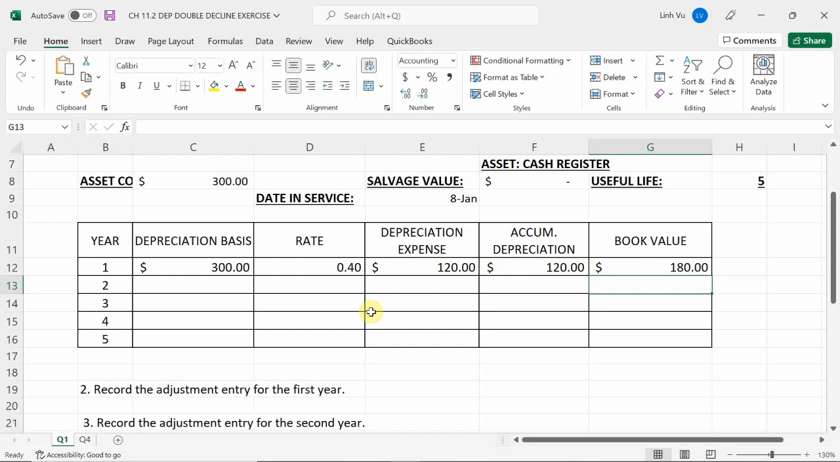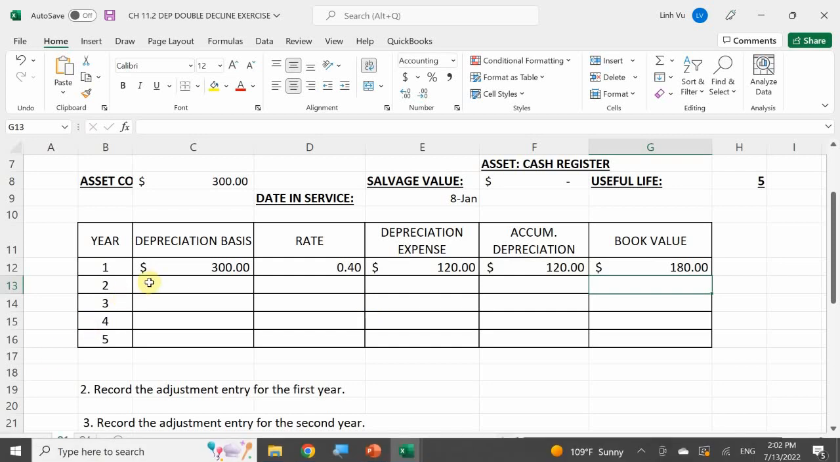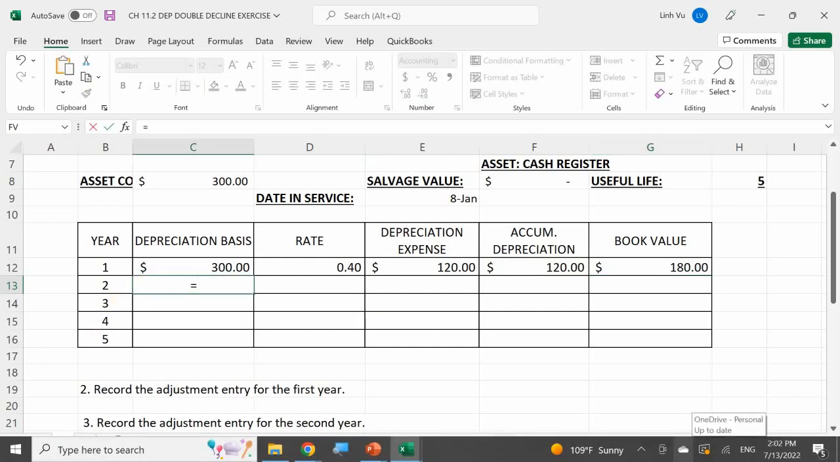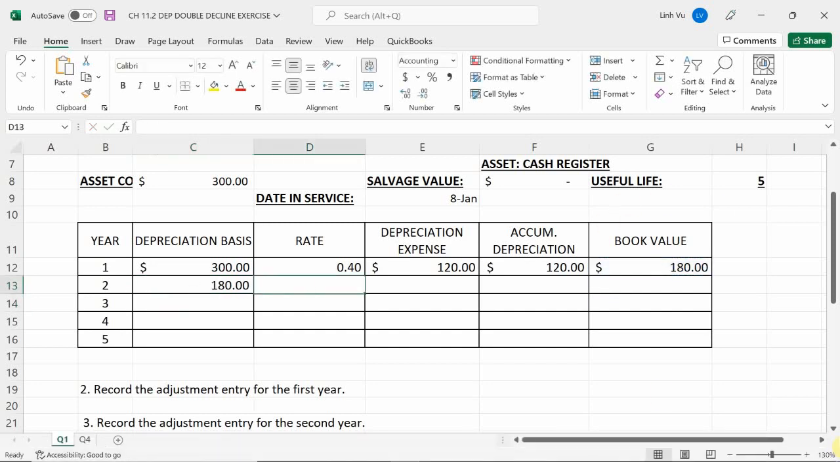So what about year 2? What's my depreciation basis for year 2? It starts at the 180 because it's the book value from the year before. Correct, because if I end my first year with a book value of 180, what does it mean at the beginning of the year? If it ended on December 31st at 180, then on January 1st of the following year my book value is going to be 180. Right? Good.